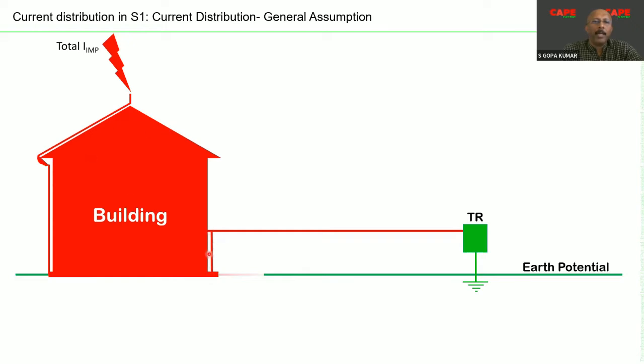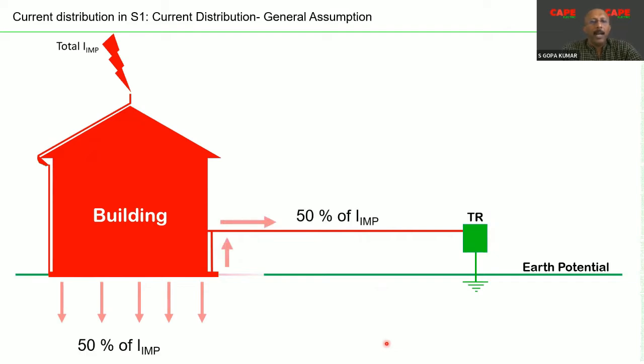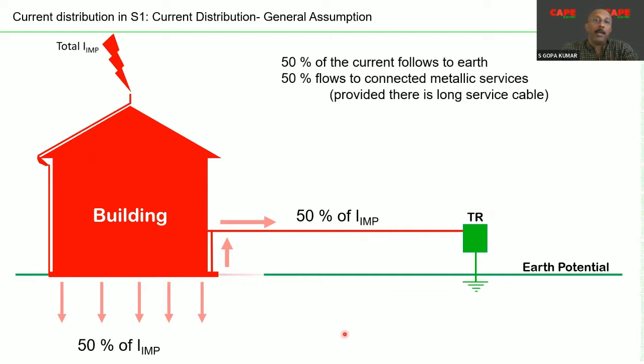There is equipotential bonding at the power line incoming, and you have a long service. Imagine the transformer is 1 kilometer away from your building, and you have an overhead line at the origin of installation. At the main distribution board, we have the SPD and equipotential bonding is made. Under this condition, the IEC recommends that about 50% of the total current goes to earth, and approximately 50% of the total current gets diverted to the connected service.